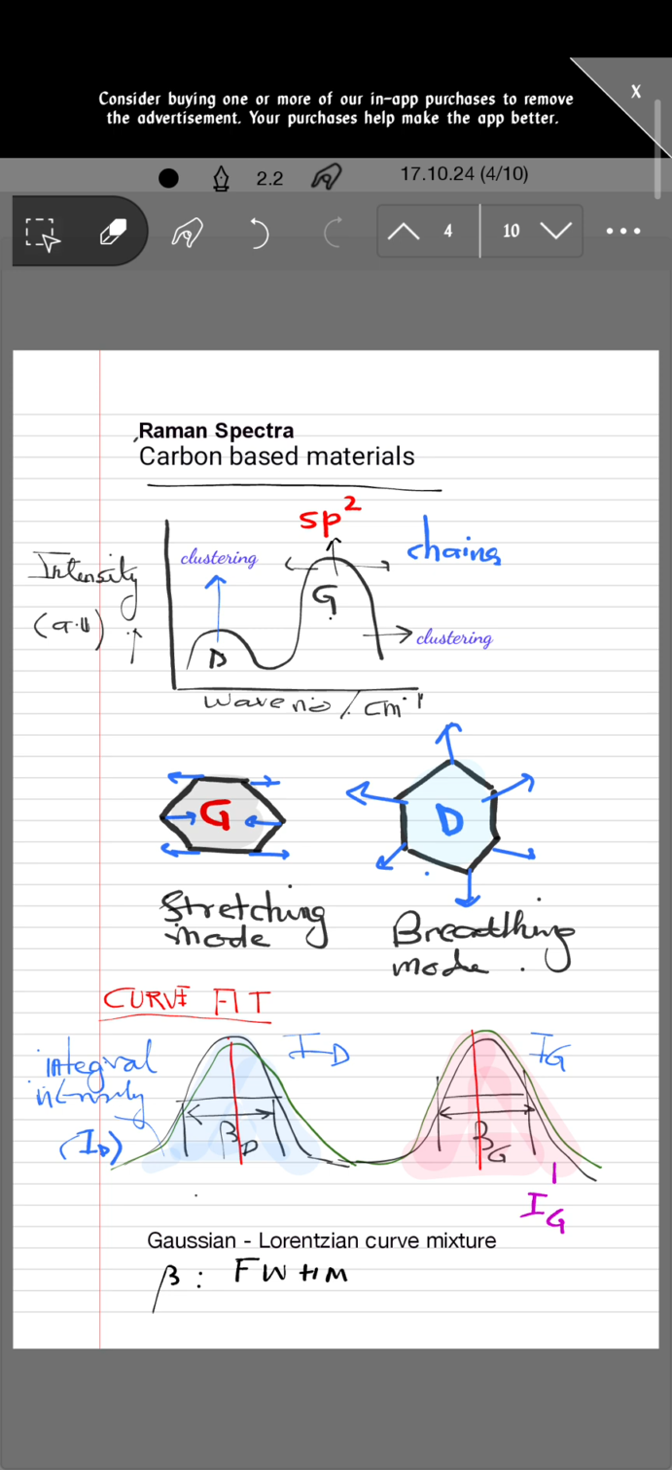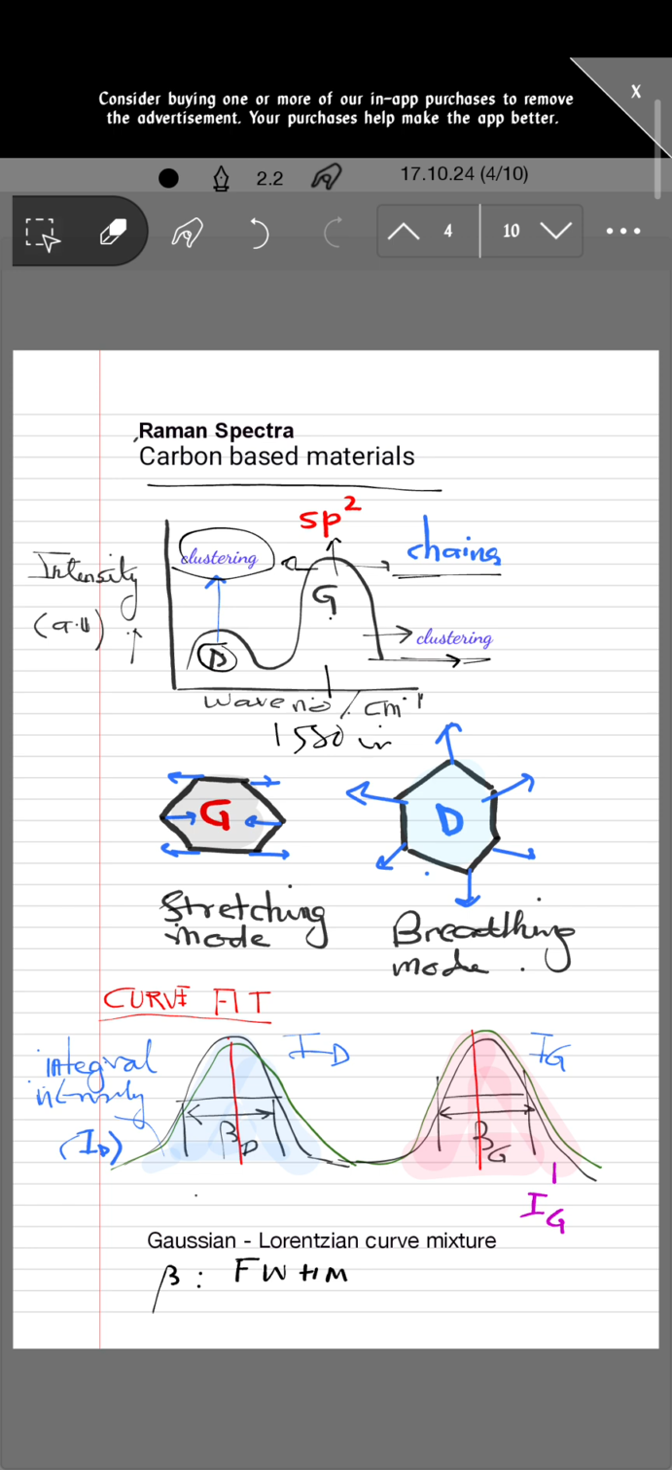And the D band mainly represents disorder, or if there is some sort of clustering taking place, then this D band will increase in intensity. Also, if there are some polymeric chains, then this G band will shift to one side or the other, and also due to clustering, the G band shifts away from the usual position of say 1580 centimeters inverse. So that is the shift.